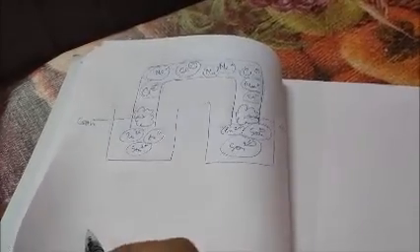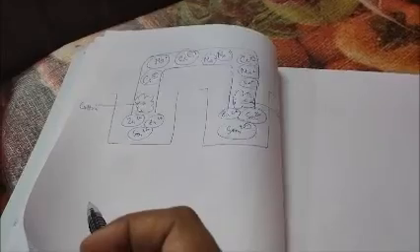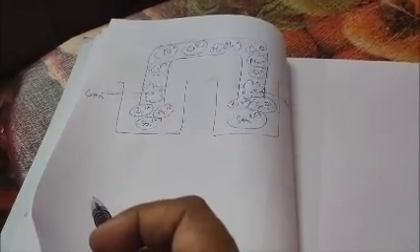So this is the utility of the salt bridge, because it is used to balance the charge between the two half cells. Otherwise the reaction will stop after some time, so we will not get electricity for a long time, at least up to the completion of the reaction.